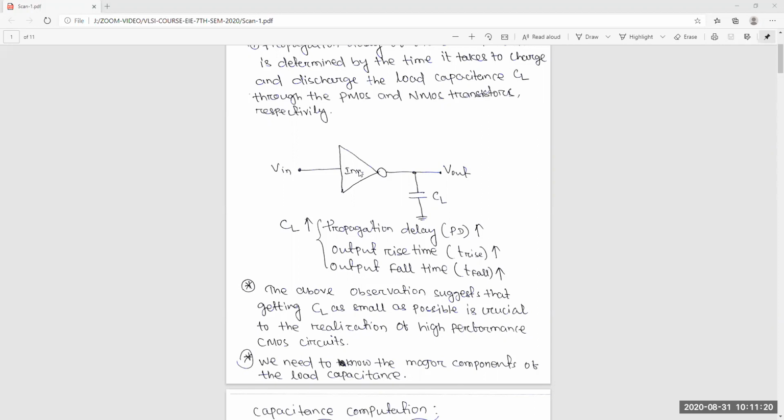So if C increases or R increases, definitely your delay will increase, whether it's a propagation delay or rise time or fall time. So we will see that.